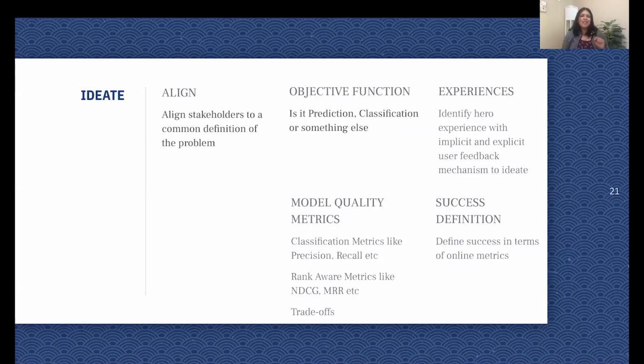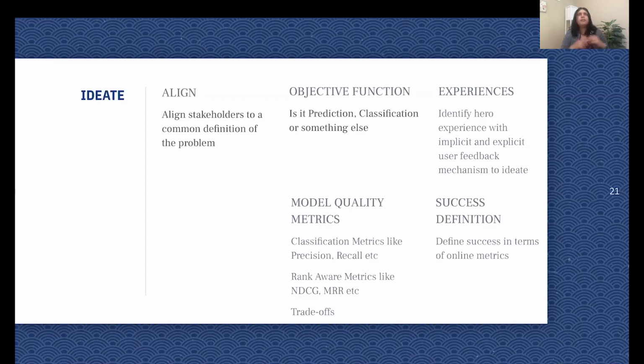Without further ado, let's move on to the next one, ideate. What is ideate? Ideate is the ideation of the solution. Before going into that, you need to align the stakeholders. In enterprises like Microsoft and Zillow, where you have a lot of different teams who work on the solution end to end, you need to align all the stakeholders to a common definition of the problem. Then you need to define the objective function. What is the goal of the AI technology? Is it prediction? Is it classification? Is it something else? Then you identify a hero experience.